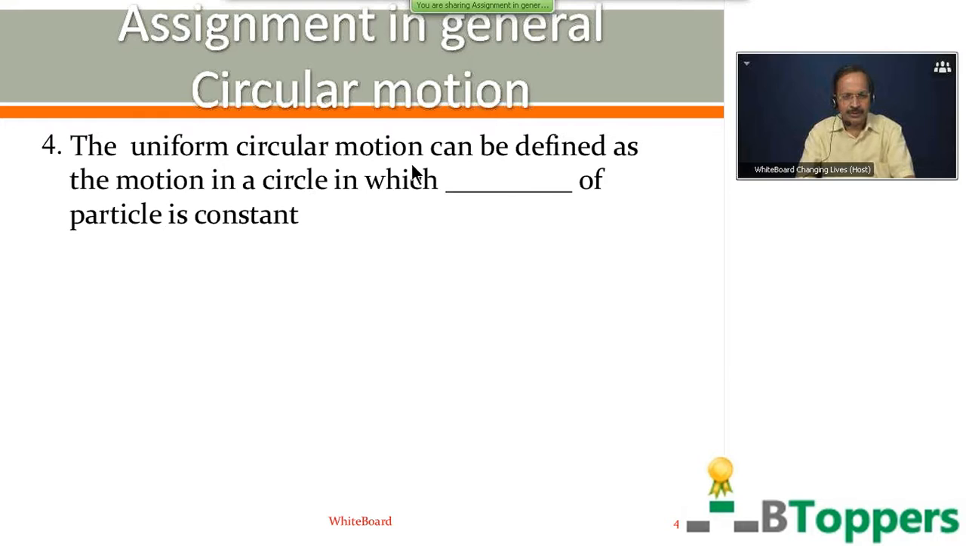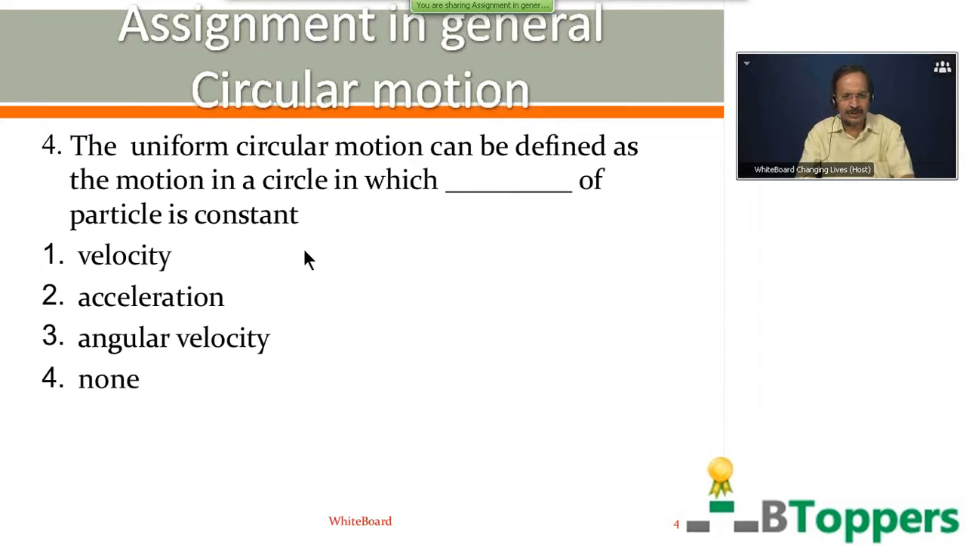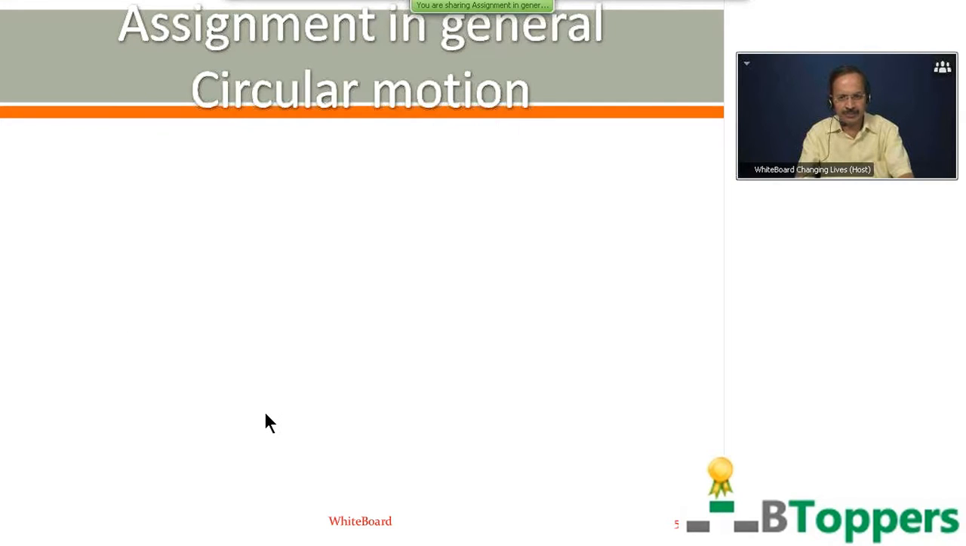See the question number 4. The uniform circular motion can be defined as the motion in a circle in which a dash of particle is constant. That means you have to find the word which suits in the blank. First option velocity, second option acceleration, third option angular velocity, fourth option none. So in case you need more time, you can take a pause. I'm going to show the next question on the screen.